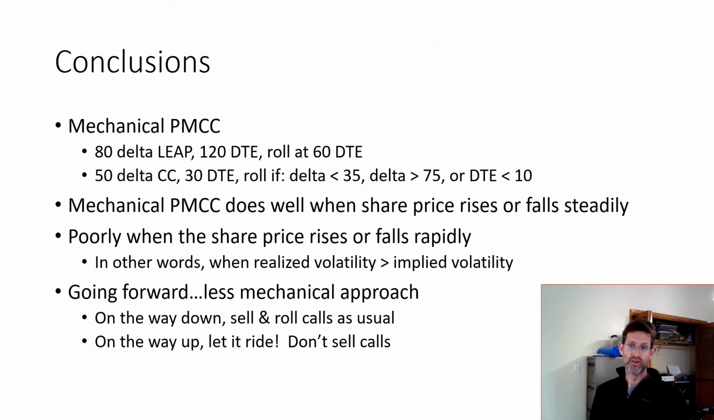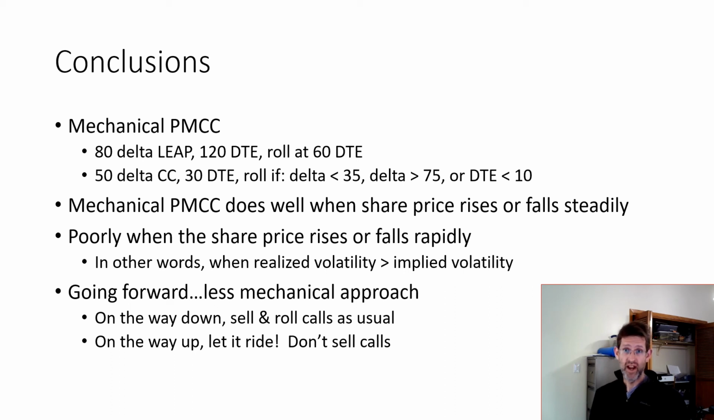All right, so in conclusion, I went over some actual examples of trading a mechanical poor man's covered call strategy. So to remind you, I typically buy 80 delta leaps with 120 days to expiration and roll at 60. I sell 50 delta calls against that leap with 30 days to expiration. I roll the covered call if the delta goes below 35, above 75, or I get to less than 10 days expiration.